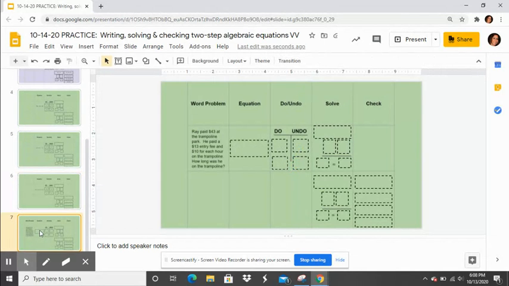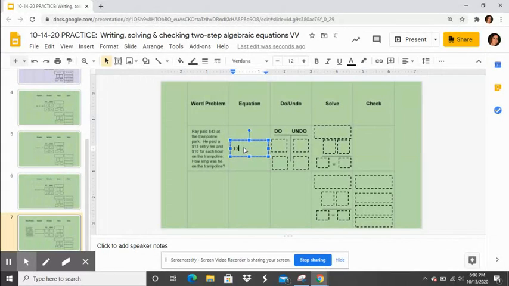And the last problem. So now the last problem has a word problem. Ray paid $43 at the trampoline park. He paid a $13 entry fee and $10 for each hour on the trampoline. How long was he on the trampoline? All right, well, let's see. In order to go, he needs to pay $13 to start. And if it's a fee, you only pay that once. So then you're going to also pay $10 for each hour. So 13 plus 10h equals a total of $43.